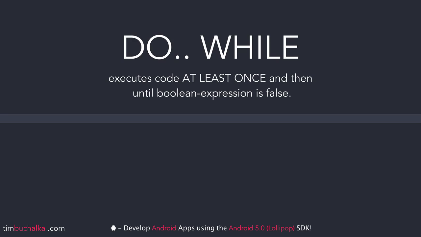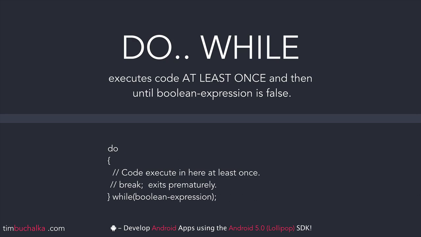Firstly, the do while, unlike the while statement and unlike the for statements, executes code at least once and then until the Boolean expression is false. Now you can see on the screen the syntax. We start with the word do, then we've got some braces. We've got the code that is executing in the loop, and then at the end we've got the while statement and then a Boolean expression in brackets. And because the while statement is down the bottom of the loop after the loop, therefore the code has to be executed at least once.